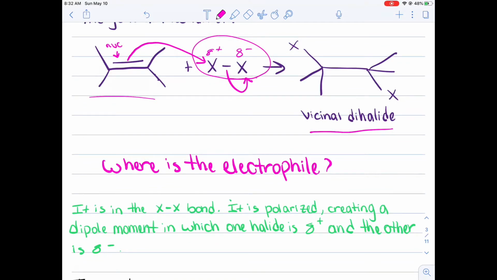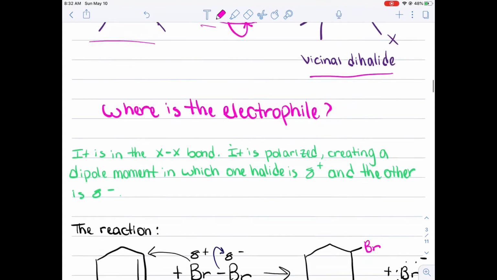Here's my question to you. Where is your electrophile? Once again, it's going to be in your halide to halide bond. It's polarized, creating a dipole moment in which one halide is partially positive and the other is partially negative.